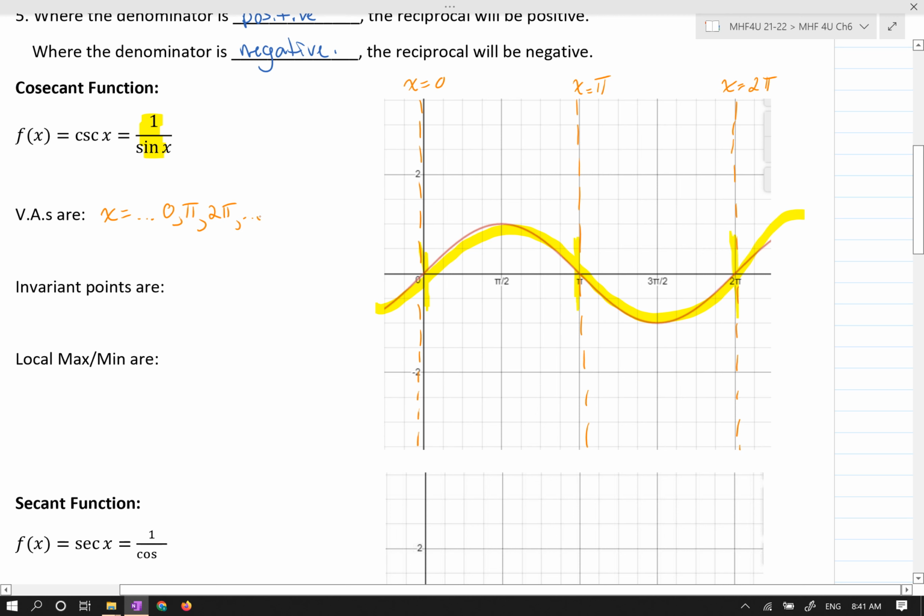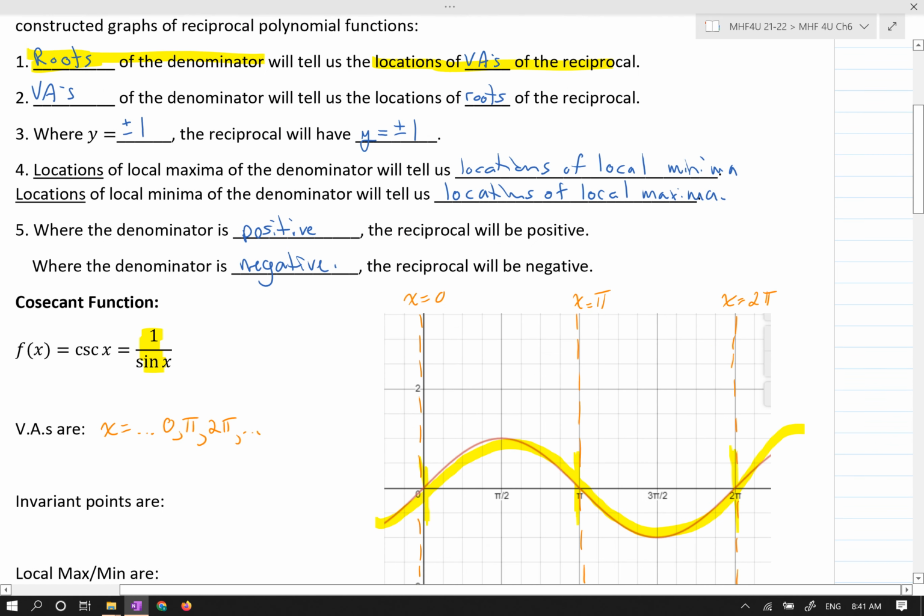3 pi, 4 pi, 5 pi. Now you'll notice that goes on forever in this direction, but our vertical asymptotes also go on forever in that direction. So I would expect a vertical asymptote where x is equal to negative 2 pi, negative 5 pi, negative 11 pi, any integer multiplied by pi. Fantastic. That's our first rule.